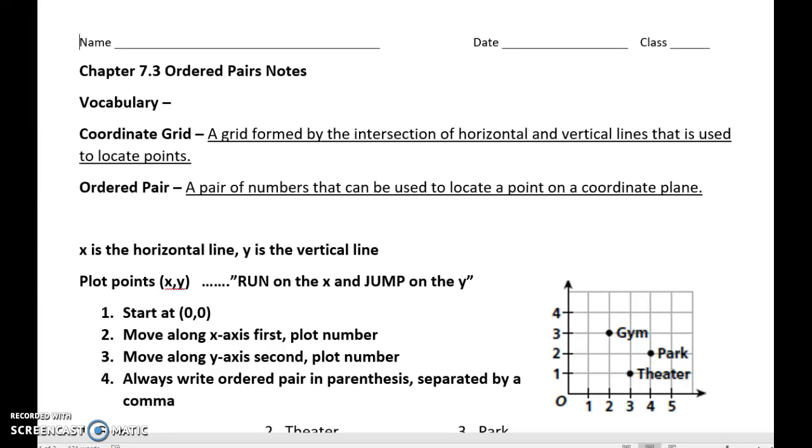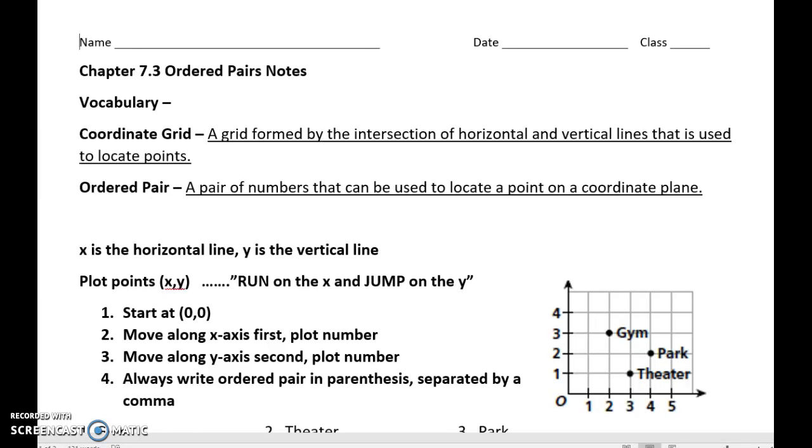For this coordinate grid, I want you to have your pencil ready to go, and you should have out your purple notes and turn to 7.3. And you should be following along and doing whatever I'm doing. Don't forget you can always pause as we go so that you have time to fill in things, because I'm going to go at a much faster pace than maybe you're ready for.